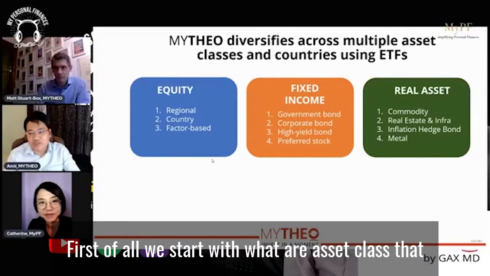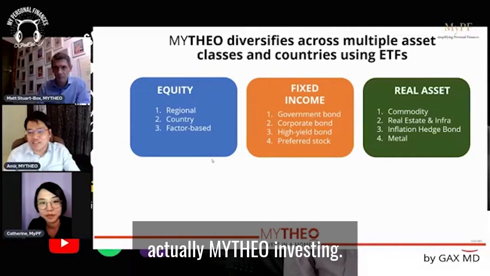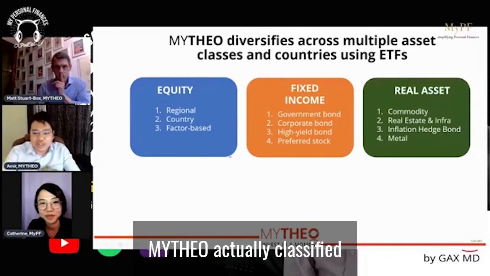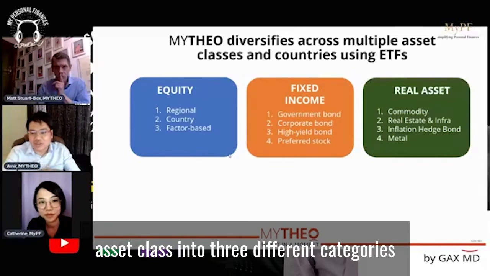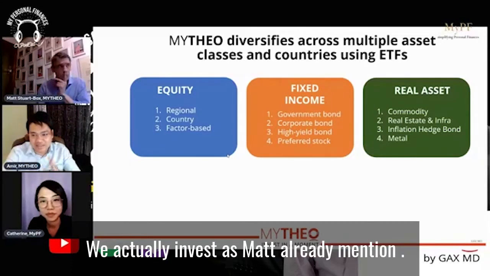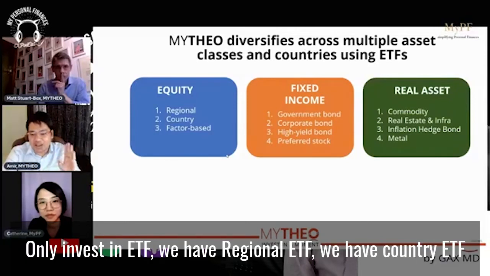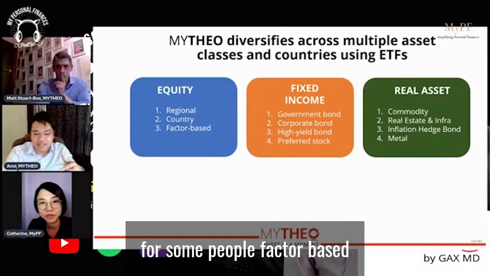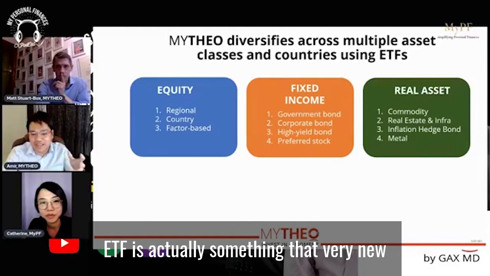First of all, we start with what asset classes MyTheo actually invests in. You can see here, MyTheo classifies asset classes into 3 different categories. First, equity. As Matt already mentioned, we only invest in ETFs. We have regional ETFs, country ETFs, and factor-based ETFs. For some people, factor-based ETFs are something very new.